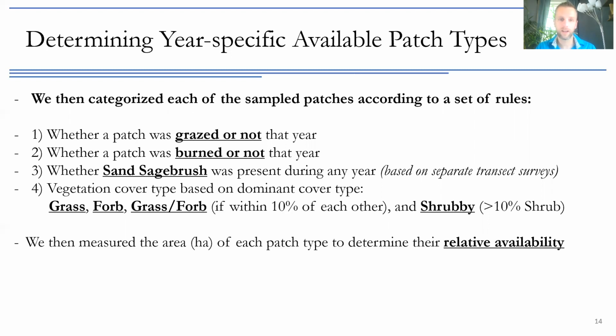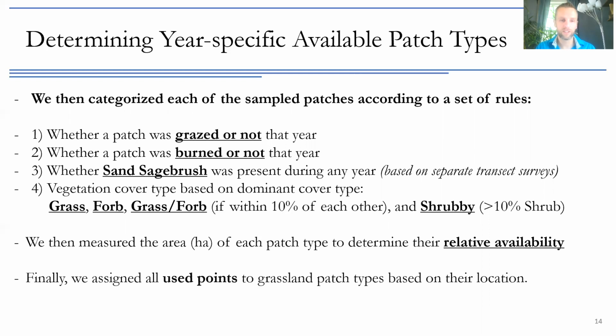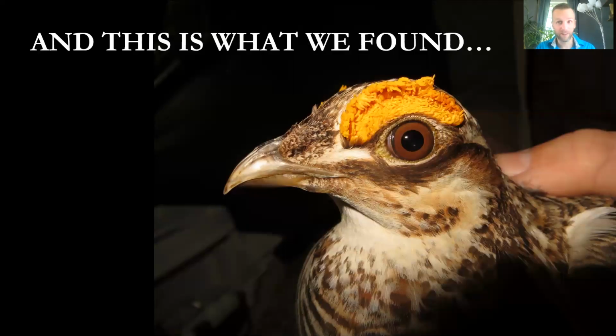We then measured the area of each patch type to determine their relative availability. And finally, we assigned all the used points to a grassland patch type based on their location. And this is what we found.